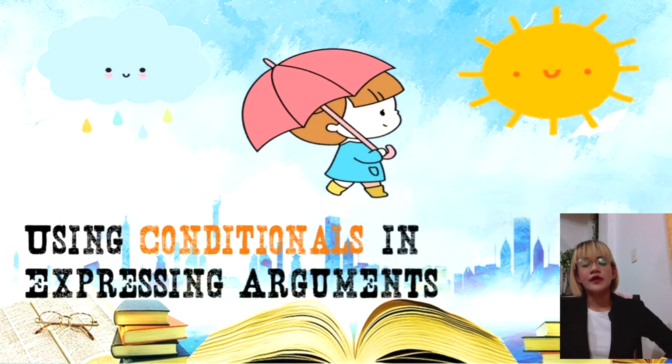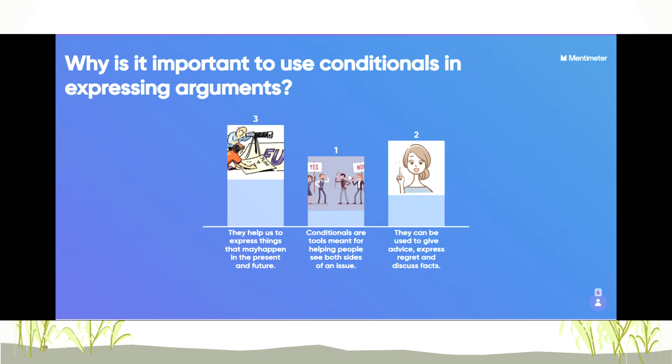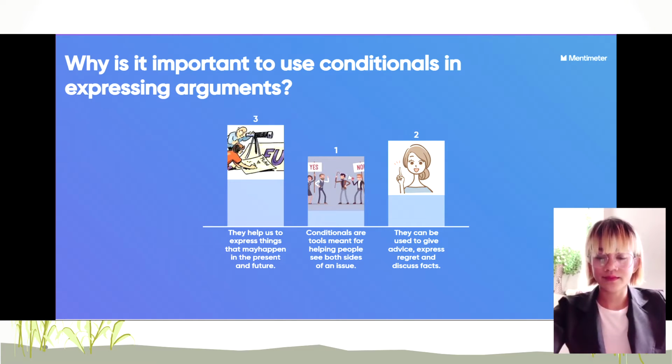Okay, so earlier I sent you the link for the Mentimeter and I was expecting that everybody participated in that simple survey. So let's check the results. So class, as you can see on your screen, the question in the Mentimeter is, why is it important to use conditionals in expressing arguments? So let's check the results.